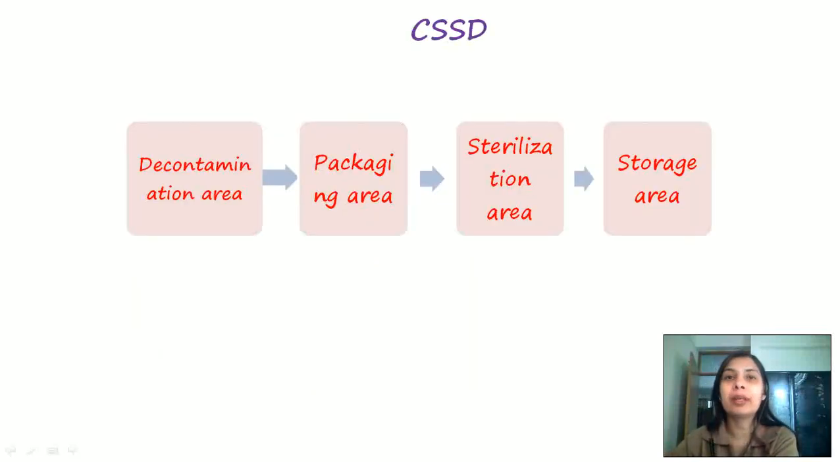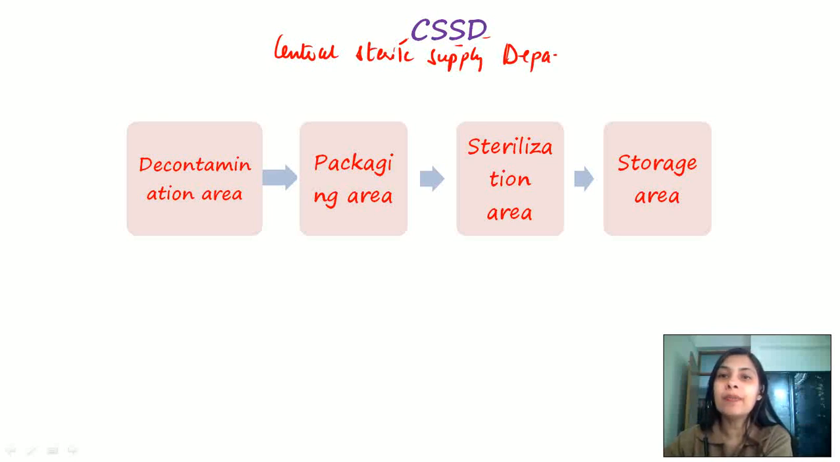Before that, just a little bit about the CSSD. So what is CSSD? So C stands for central, S stands for sterile, another S stands for supply, and the D stands for department. So it is the Central Sterile Supply Department. It means it is supplying all the sterilized instruments, linen, etc. to the whole hospital. It is the department where all the sterilization takes place.